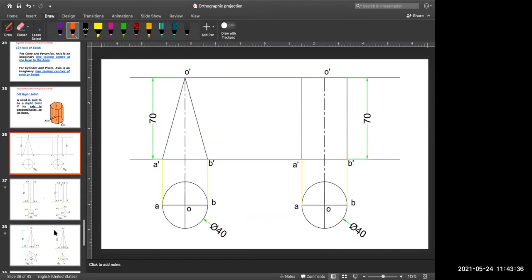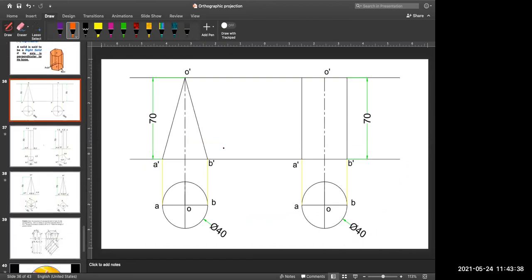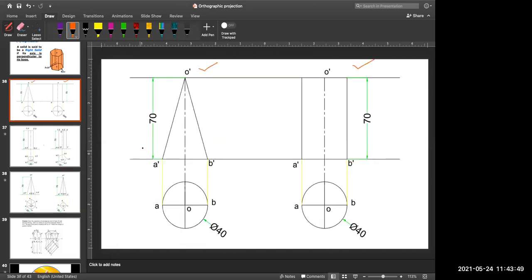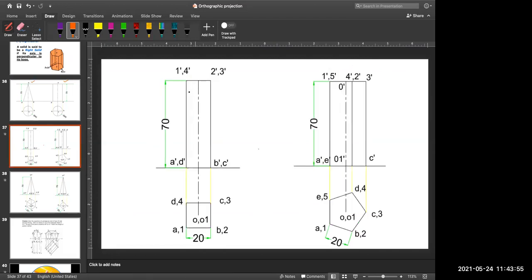In this unit, you have to draw these drawings where the projection of this cone, this cylinder, these two figures are your solids of revolution. So this is cylinder and this is cone. Now coming to prism. In a prism, you can see at the top and at the bottom there are parallel faces. So this is your square prism and this is your pentagonal prism.